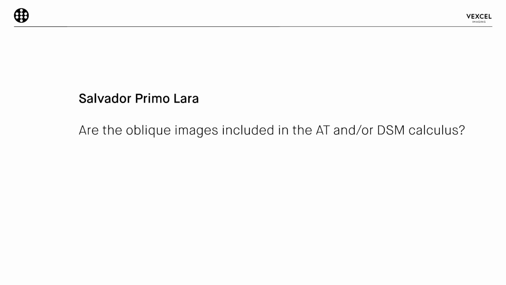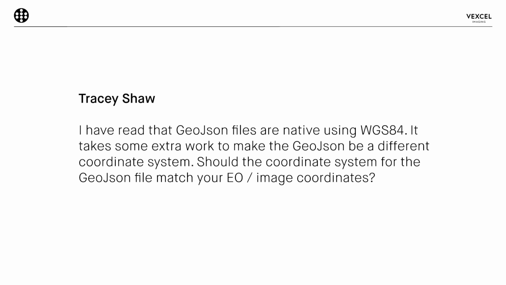Great, thank you. One remaining question from the chat. I have read that GeoJSON files are natively using WGS84. It takes some extra work to make the GeoJSON be a different coordinate system. Should the coordinate system for the GeoJSON file match your EO image coordinates?